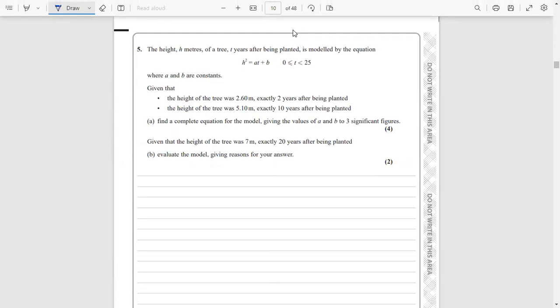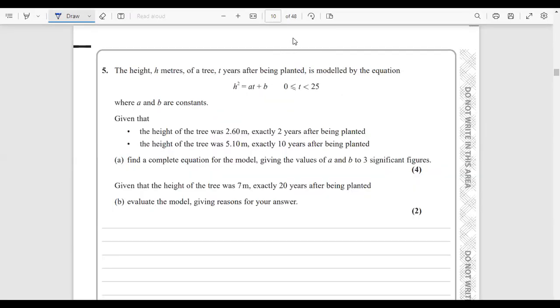I'm just going to see if I can zoom in a little bit. There we go. So we've got the height h meters of a tree t years after it's planted is modeled by this equation there. So h squared is a times t plus b. T is between 0 and 25 years, and a and b are constants.